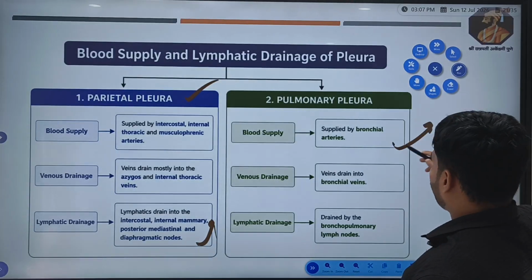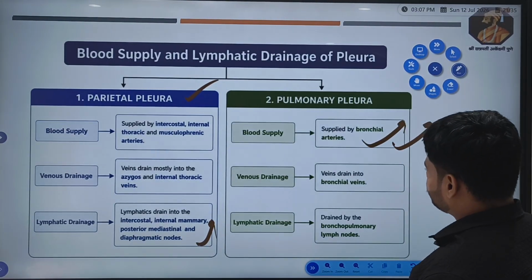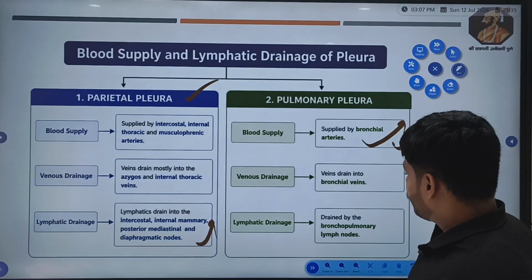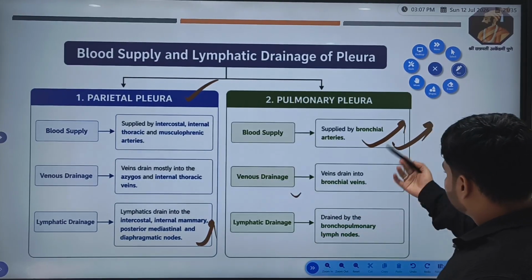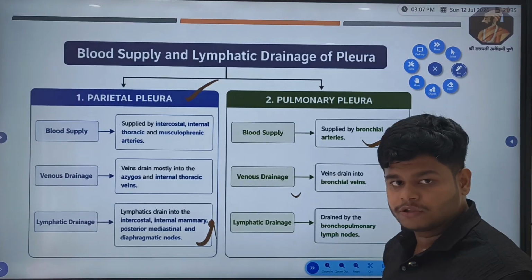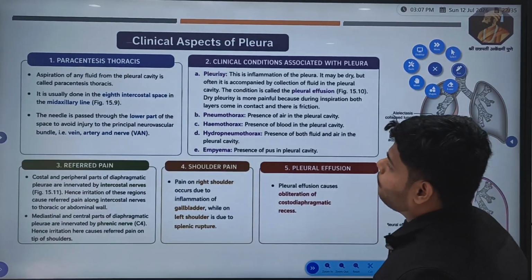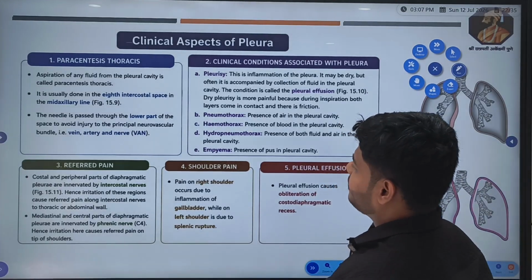Now the blood supply of the pulmonary pleura: it is supplied by bronchial arteries because it is visceral pleura. Venous drainage is into the bronchial veins, and lymph is drained by bronchopulmonary lymph nodes, which are present in the thoracic region. Clinical aspects of pleura: paracentesis thoracis.